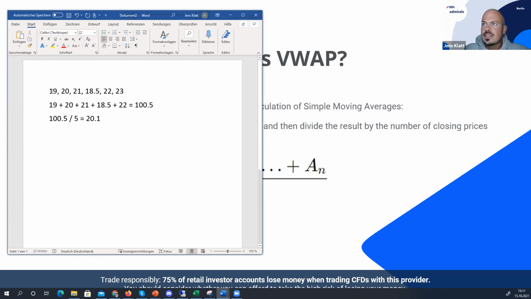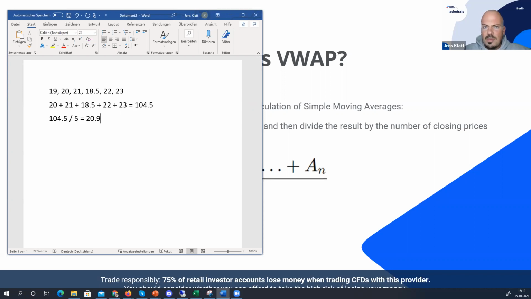Probably the next closing price might reach 23. So what you then do is you take out the 19 and add 23 instead, because you want to keep the SMA 5. Then it becomes 104, and you can see that the price obviously goes higher, because now we have 104 divided by 5, which gives 20.8. So that's the way you calculate the simple moving average.